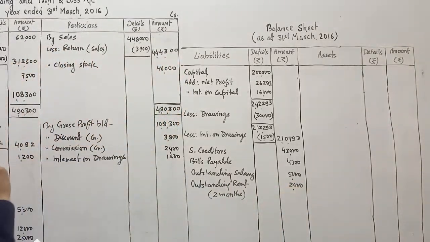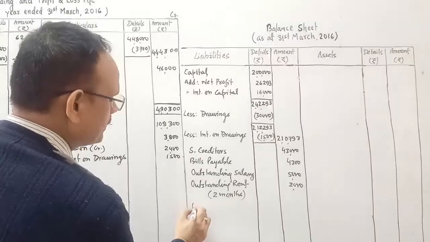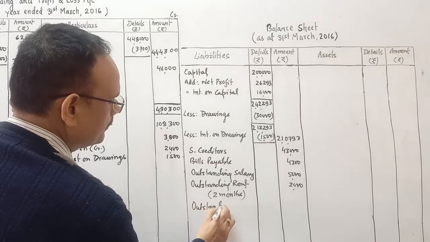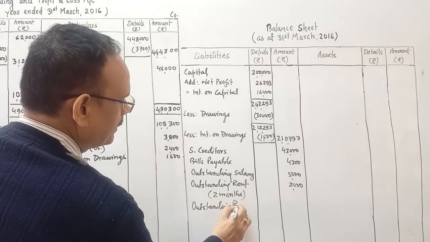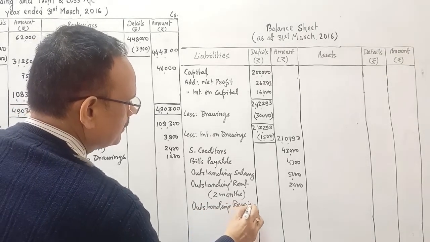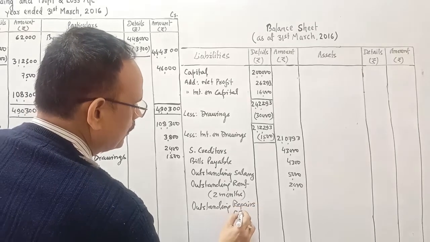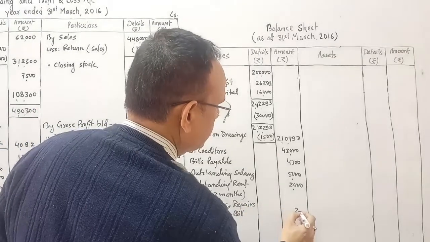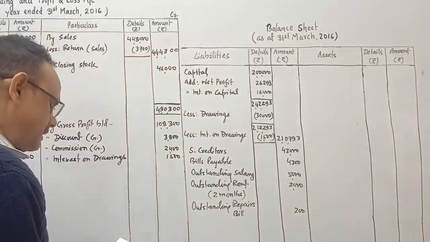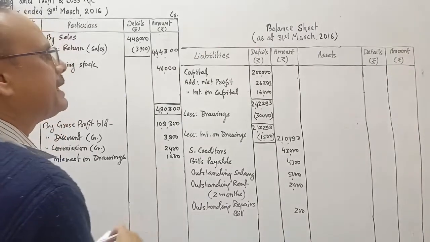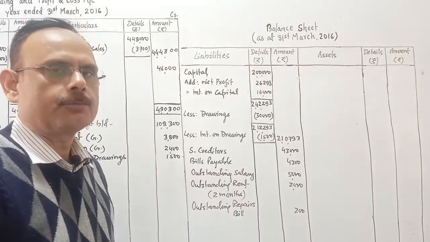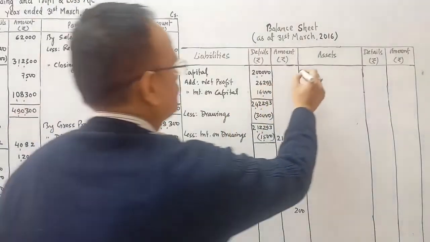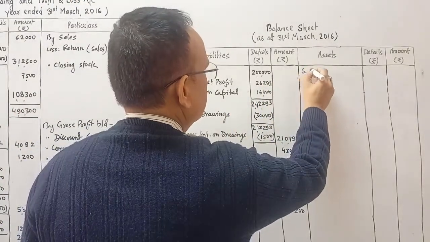Okay, next is your outstanding repairs bill. Outstanding repair bill was 200. Now coming to the asset side, start with the sundry debtors. In sundry debtors, there are so many adjustments. So I am going to reflect all those adjustments over here.